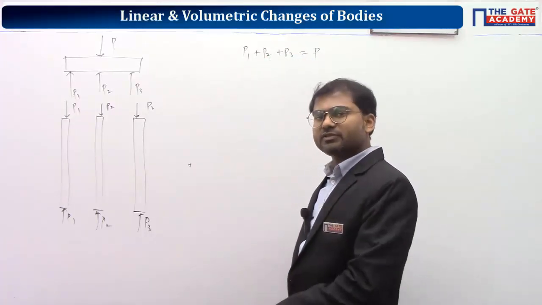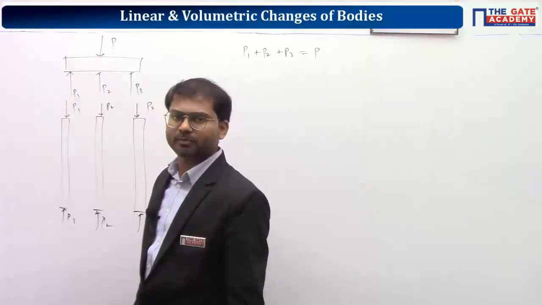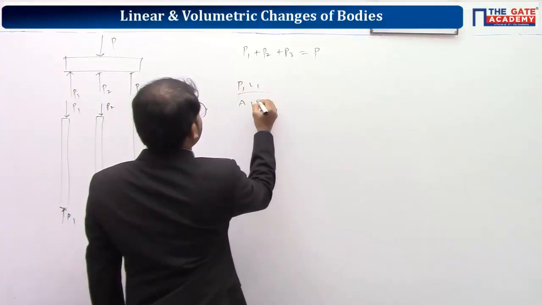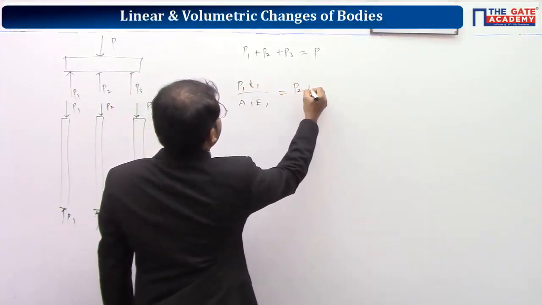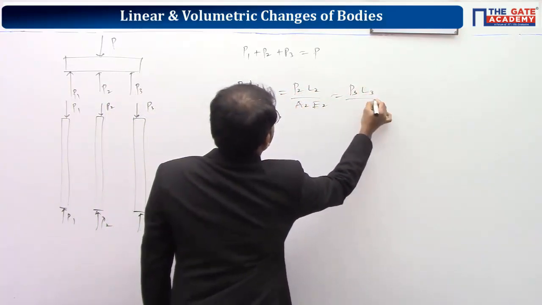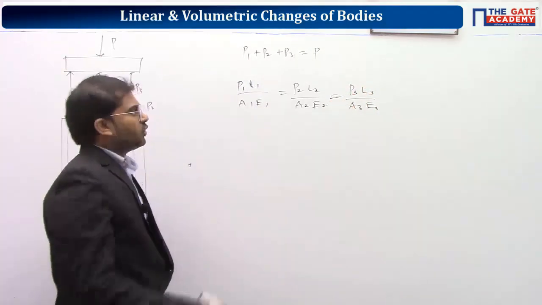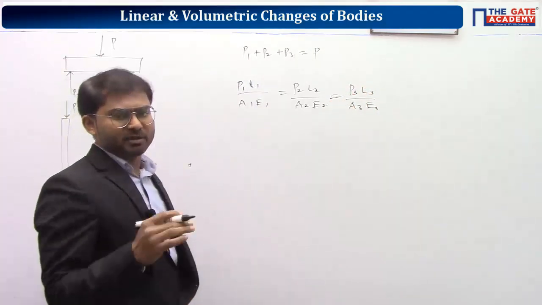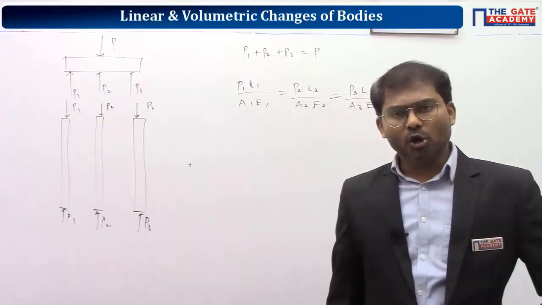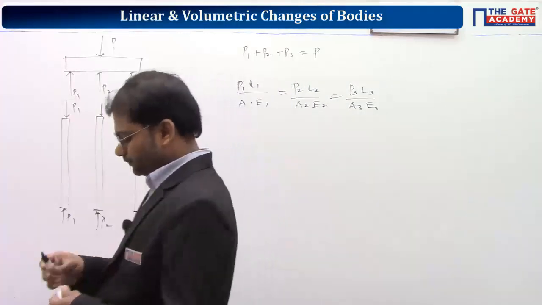The compatibility condition which you can apply is that all bars will undergo the same elongation or compression. So P1 L1 by A1 E1 is equal to P2 L2 by A2 E2 is equal to P3 L3 by A3 E3. Using these conditions, you will evaluate the values of P1, P2, P3. Based upon the areas, you can divide the loads to get the values of stresses. Understood? Clear?